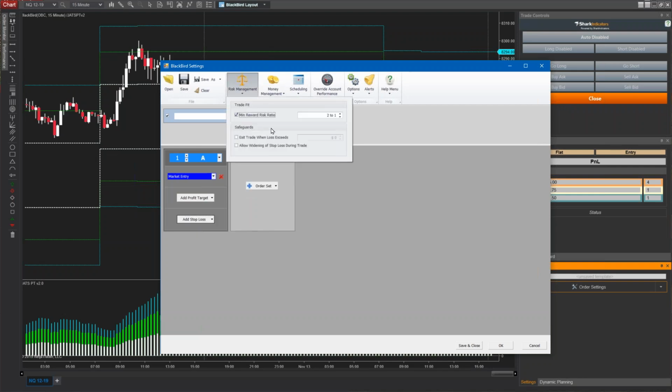That's what the risk management is for. If you enable it, Blackbird will pass on trades that have a lower risk reward ratio. So if your indicator is setting your stop loss too far out, Blackbird will just pass on that trade because the risk was too great versus the reward to the profit target, and vice versa. That's when risk reward really comes into play, once you start using custom indicators to set your profit targets and stop losses.